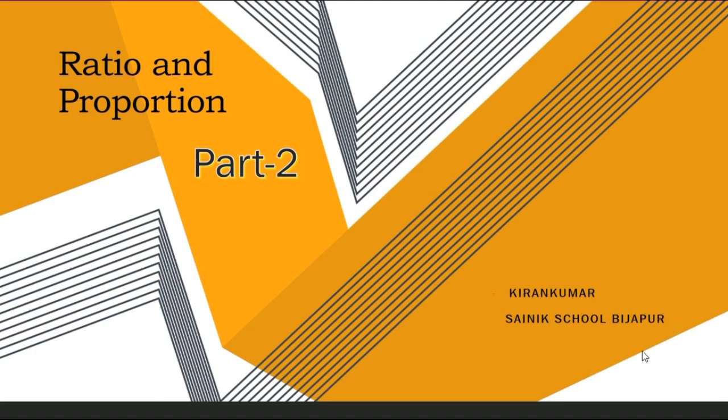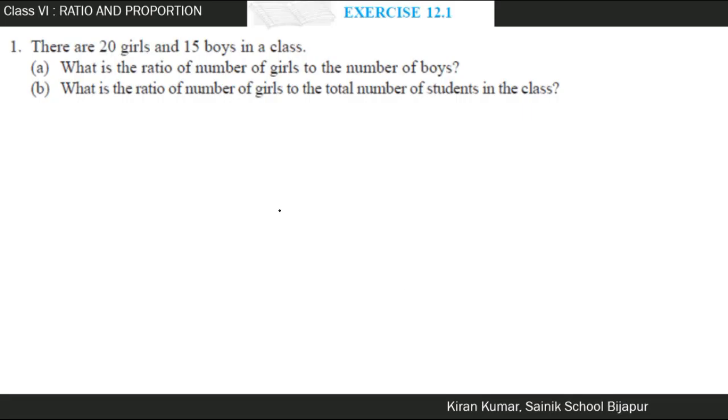We will start with exercise 12.1. Here is the first question. There are 20 girls and 15 boys in a class. What is the ratio of the number of girls to the number of boys? What is the ratio of the number of girls to the total number of students in a class?